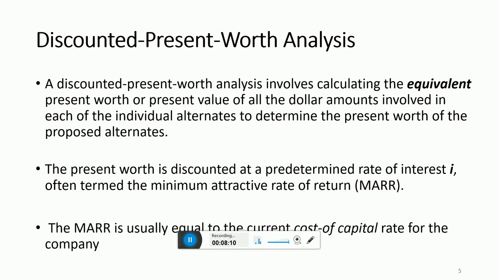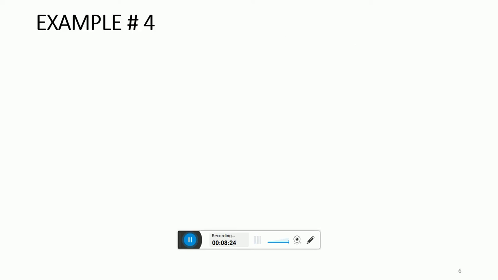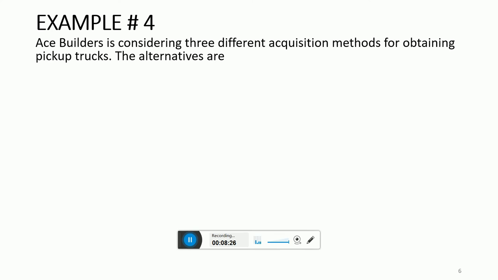The MARR is usually equal to the current cost of capital rate for the company. So now we will use an example and see how this discounted present worth analysis works. We have solved three examples before, so this is the fourth example for this topic.